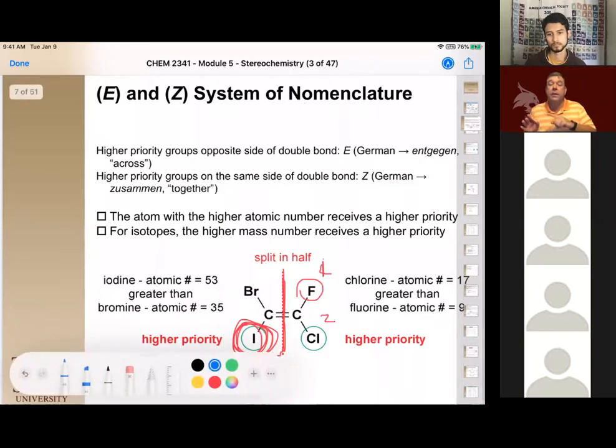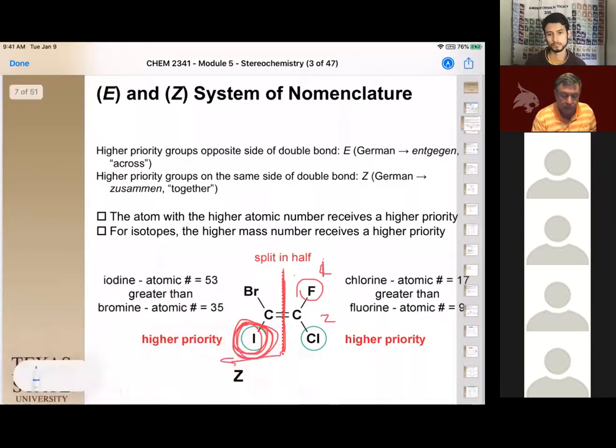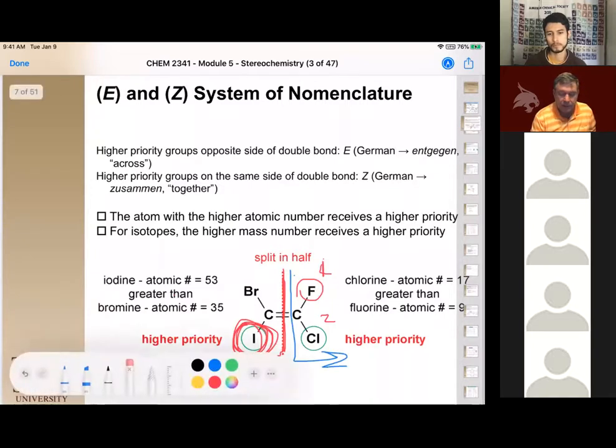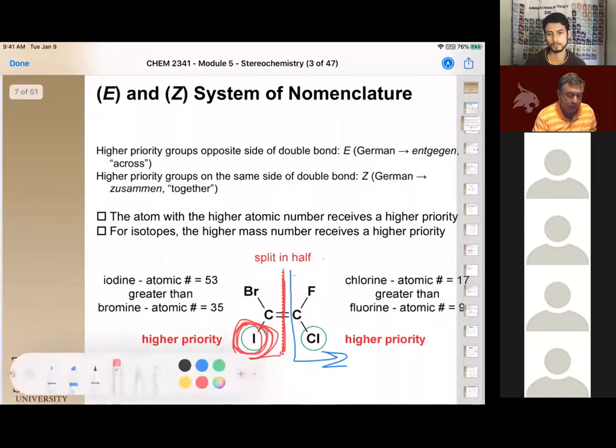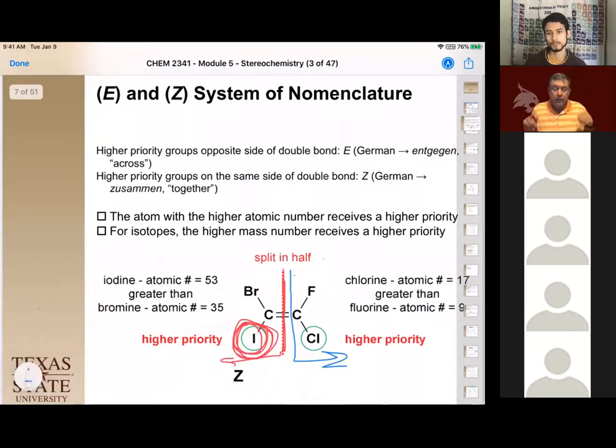Now let's look at the other side of the double bond. On this side, we have fluorine and we have chlorine. Fluorine has atomic number 9, and chlorine has atomic number 17. Again, if you had the periodic table, you could just go down that list, but we have our numbers here. So between fluorine and chlorine, chlorine has the higher atomic number, therefore it's the highest priority. So I'm going to circle that one.